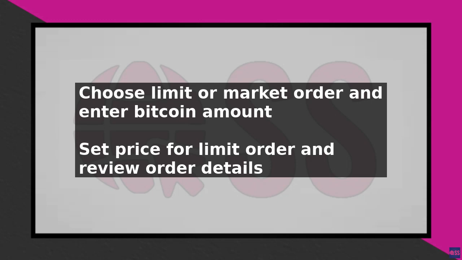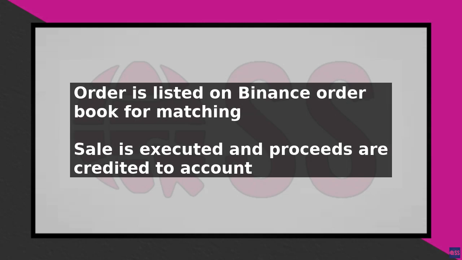If you are placing a limit order, then review your order details to ensure everything is correct and click the Sell button to place your order. Your order will then be listed on the Binance order book, where it will be matched with a corresponding buy order. Once your order is matched, the sale will be executed and the proceeds will be credited to your Binance account. It is essential to note that Binance charges a small fee for each transaction, which will be deducted from the proceeds of your sale.